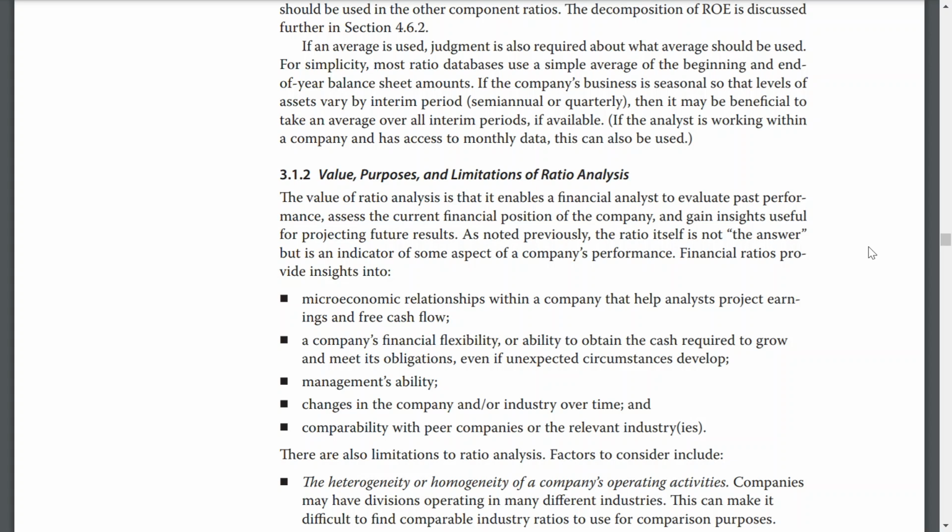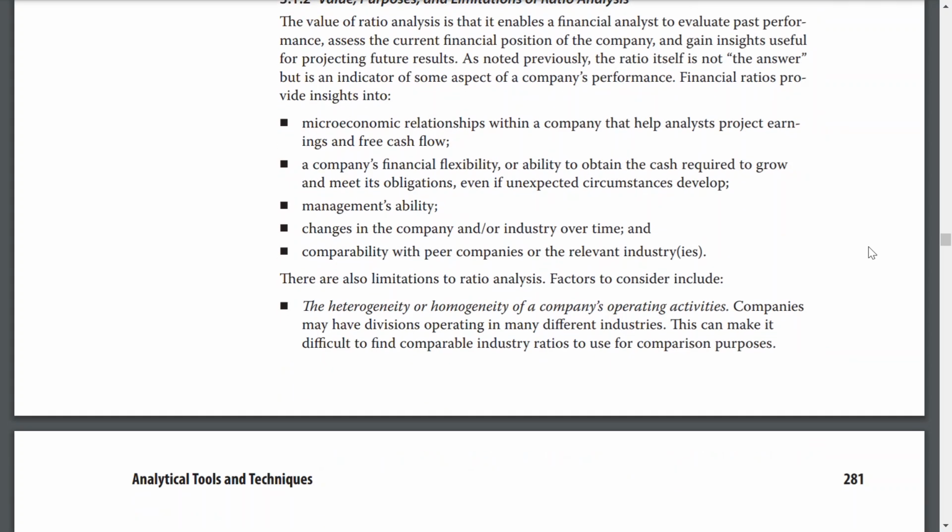A company's financial flexibility, or ability to obtain the cash required to grow and meet its obligations, even if unexpected circumstances develop, management ability, changes in a company and or industry over time, and comparability with peer companies or the relevant industries.